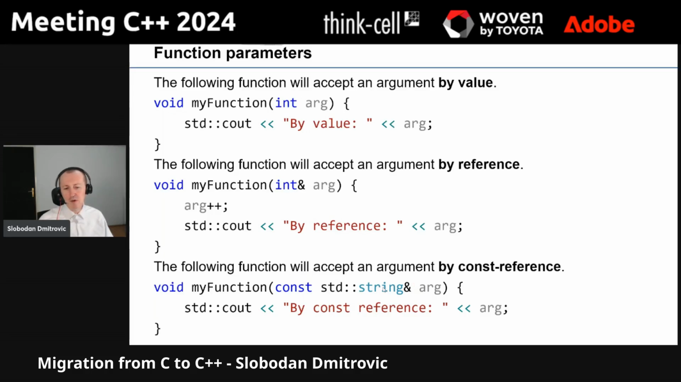So if you're passing a complex type to a function inside C++, you are well advised to pass it by const reference, which does two things. It avoids creating expensive copies for complex objects, objects of complex classes, and std string is a class.